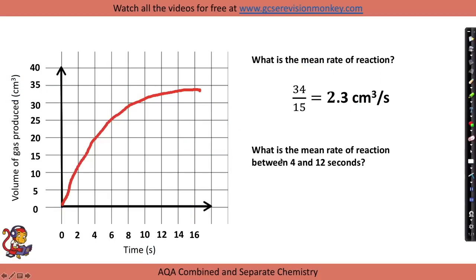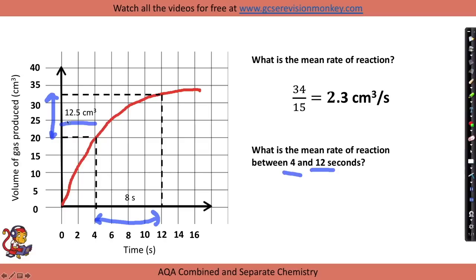They could also ask for a mean rate of reaction for a particular time point. For example, what is the mean rate of reaction between 4 and 12 seconds? And in that case, at time point 4, you draw a dotted line up and across to the y-axis. You do the same for 12, and then you would read off between those two sections. So between 4 and 12, we've got a time of 8 seconds, and between our two markers on the y-axis here, we have a volume of gas produced of 12.5 centimetres cubed.